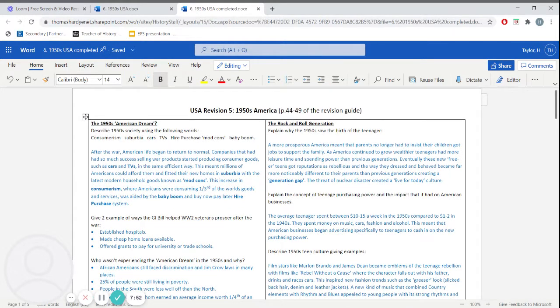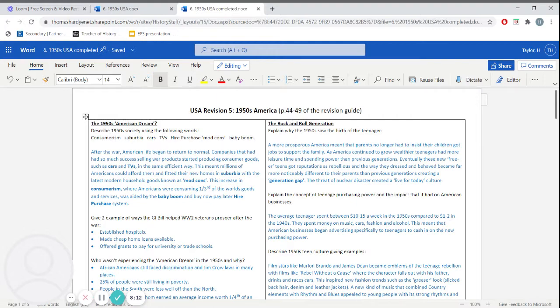All right, so we'll move on to our next section now. So the rock and roll generation. So this first question asks us to explain why the 1950s saw the birth of the teenager. So what I've written is, a more prosperous America meant the parents no longer had to insist that their children got jobs to support the family.